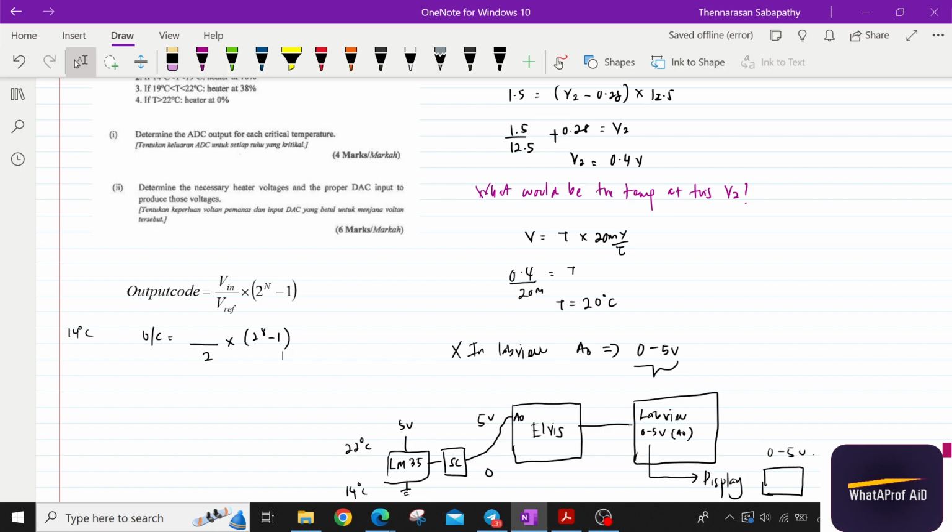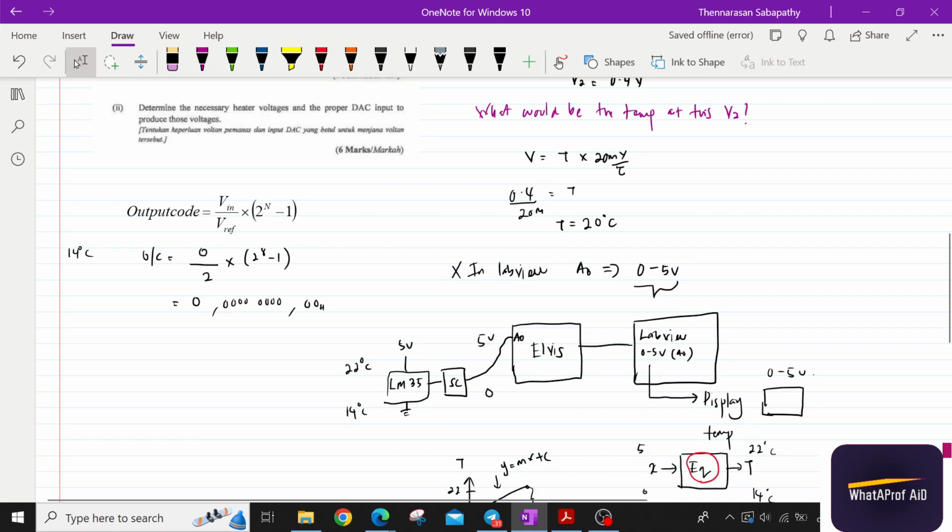And what is the next temperature? 19. For 19 degrees Celsius, the output code would be, what is the value over here? Times 255.